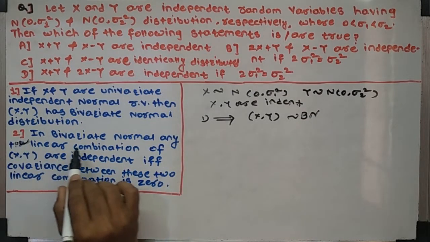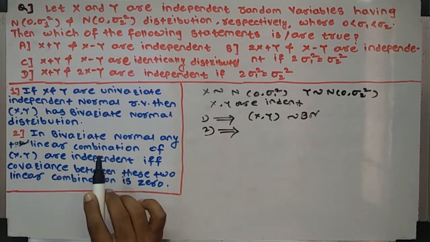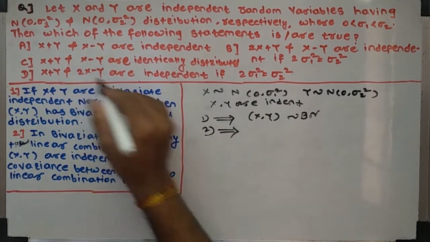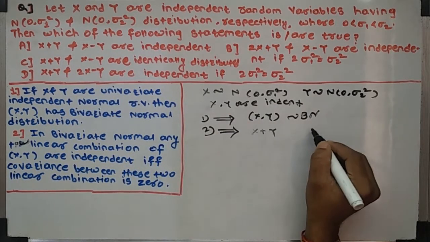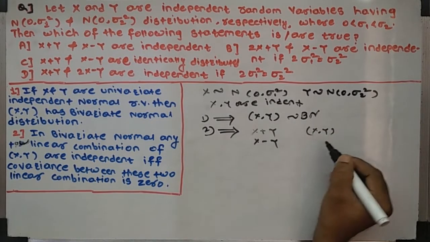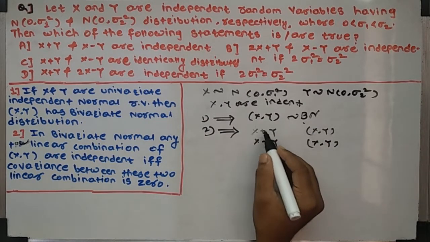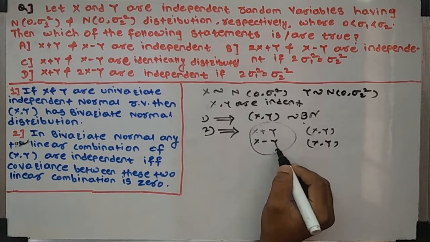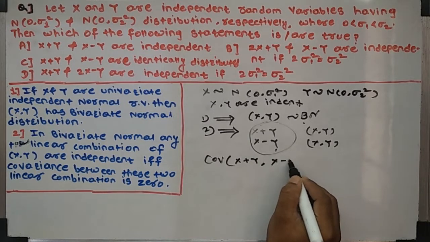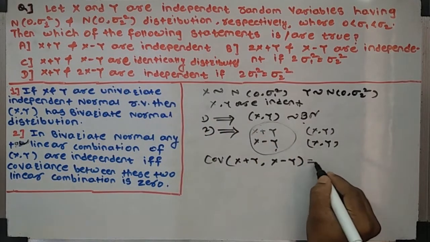So the second result implies that since (X, Y) follows a bivariate normal distribution, any two linear combinations of (X, Y) are independent if their covariance is 0. Here X plus Y is a linear combination of X, Y, and X minus Y is also a linear combination of X, Y. These two are independent if the covariance between X plus Y and X minus Y is equal to 0. So let's check whether this covariance is 0 or not.